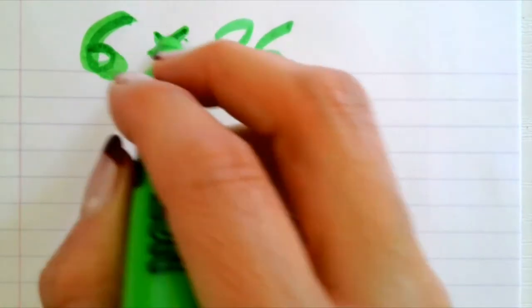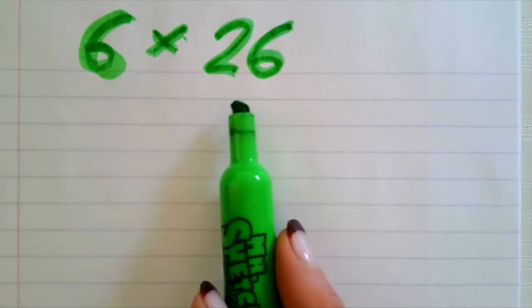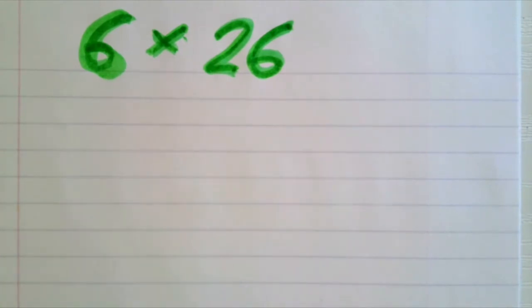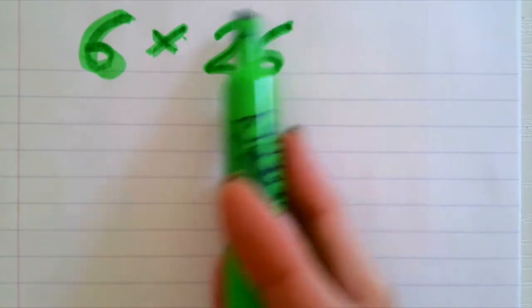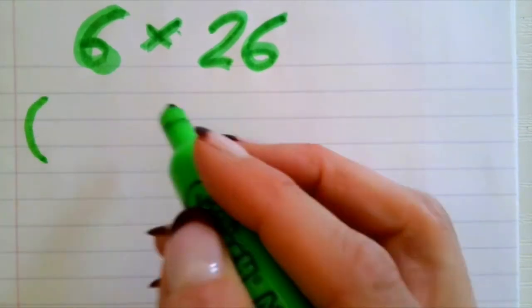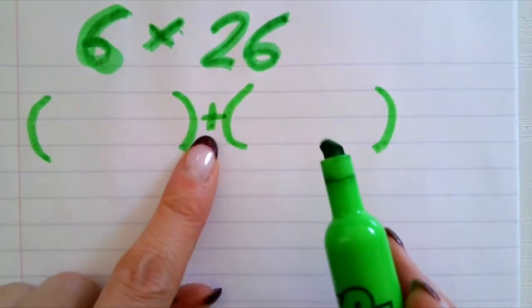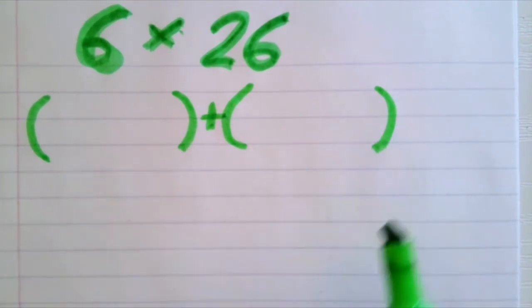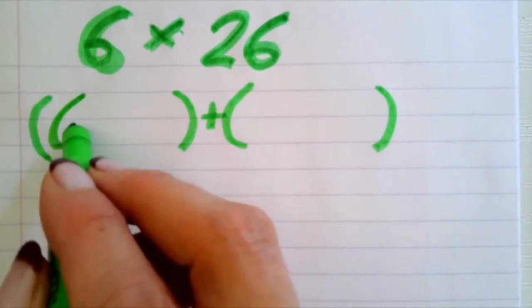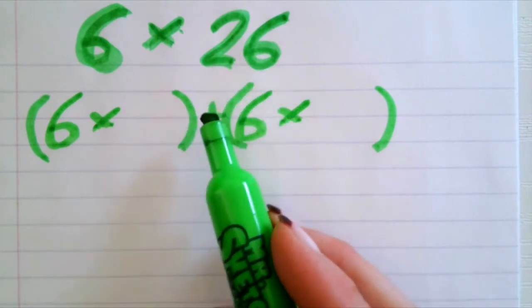6 times 26. This is a single-digit number times a two-digit number. We will use our old friend, the distributive property, to break up this 26 into smaller factors to create two partial products that are easier for us to figure out. Remember how we used to set that up? Two partial products that we will add together will give us the whole product. Each partial product is 6 times part of 26.